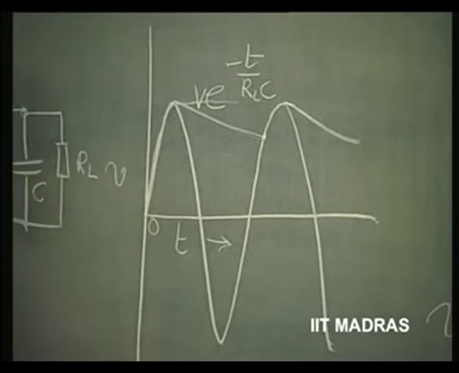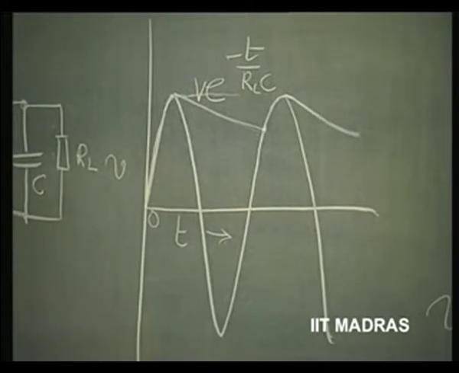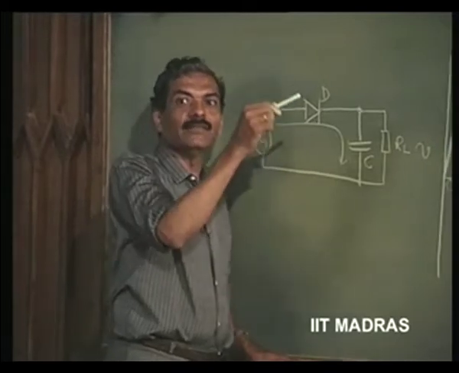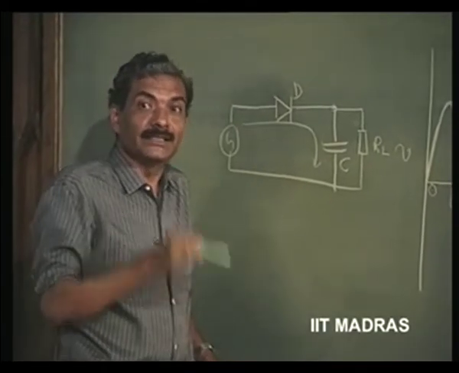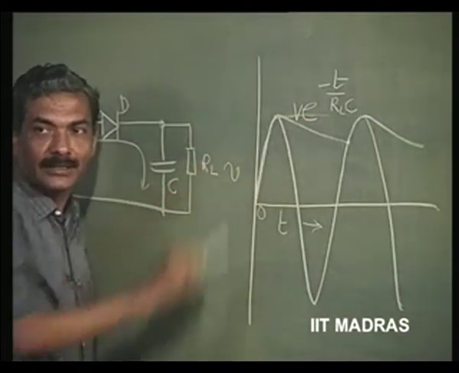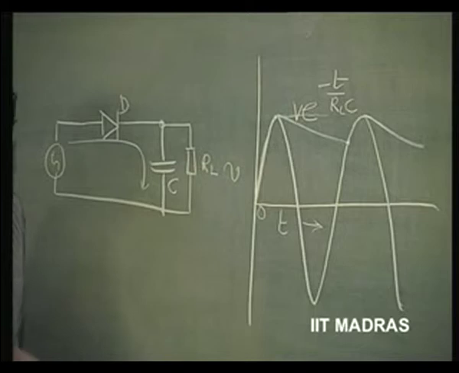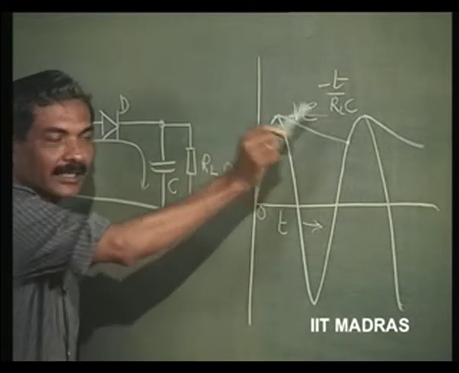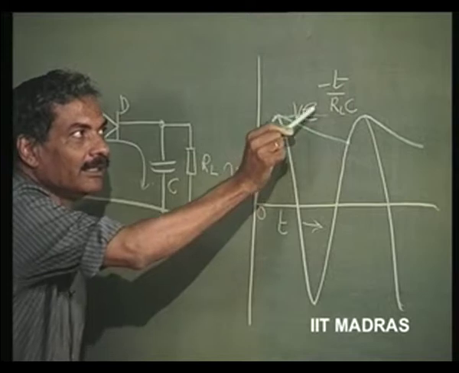Where exactly it is going to start discharging, this is a point, because the moment it reaches the peak, the input voltage is going to be less than the output voltage. The discharge will start. If the rate of discharge, which is nothing but V divided by RL into C, is slower than the rate at which the input voltage is falling, then it will start falling according to this Vp e to the power minus t by RL C.